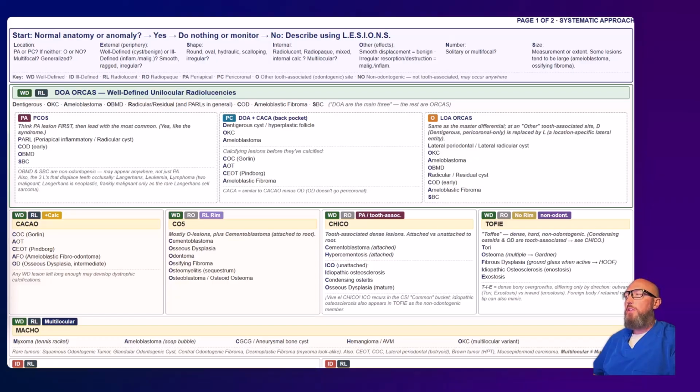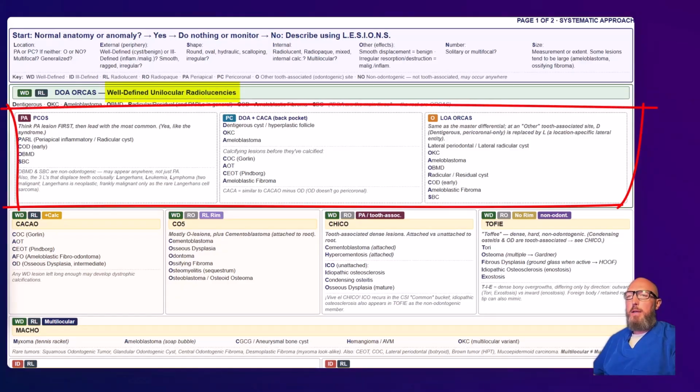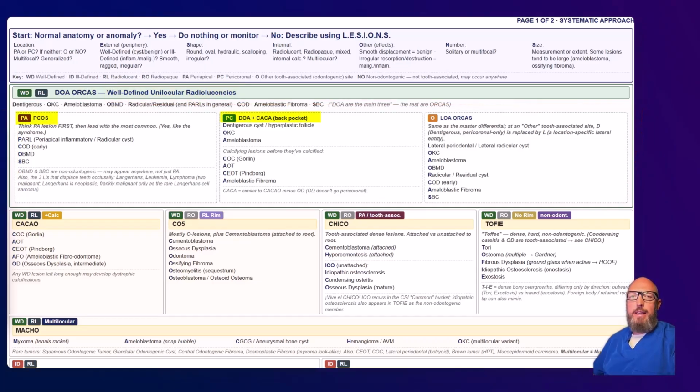Okay, here's the differential diagnosis chart, and all of these boxes are split out by differential diagnoses like it sounds. When you see something that's a well-defined unilocular radiolucency, go to these charts. And these are split up by location, periapical or pericoronal. And so what we're going to talk about today, common periodontal lesions, you'll find split up over a couple of these boxes, because I'm just going to talk about the most common ones.